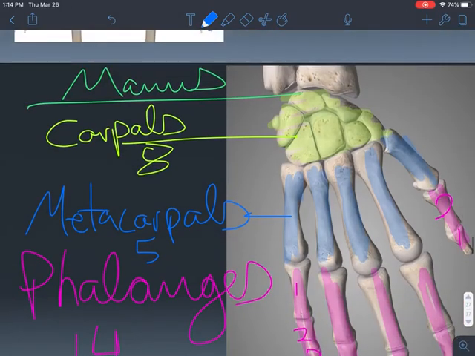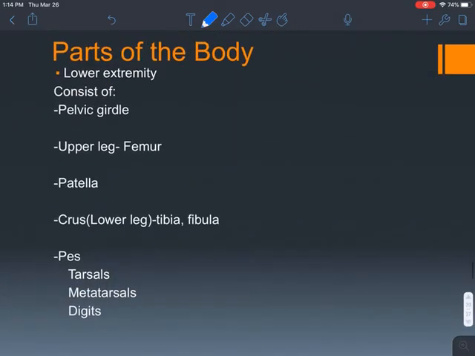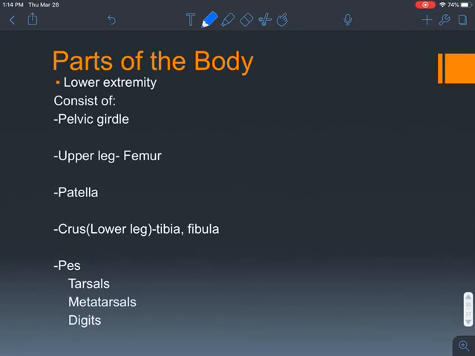And that's the manus. All right, so that's the region of the manus. You can see some more pictures there. Okay, so now we're going to move to the lower extremity. All right, the lower extremity, the most proximal region is your pelvic girdle.